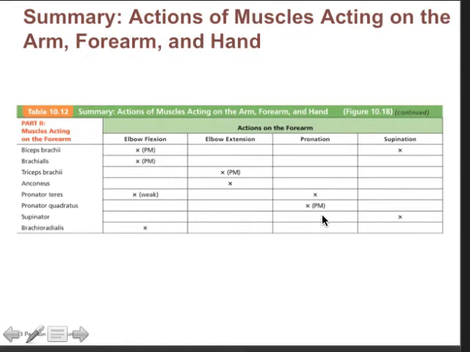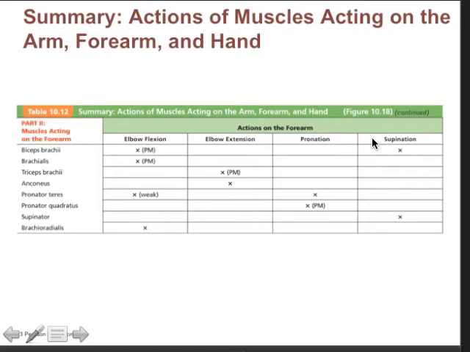This last chart is just showing you the actions of the muscles that act on the arm, the forearm, and the hand. Again, the major muscles and actions you need to know: the biceps brachii, brachialis, and the triceps brachii, and the brachioradialis. The rest I wouldn't worry too terribly much about. The main movements: elbow flexion, right, bending the elbow; elbow extension; pronation, which is the same as medial rotation of the forearm; and supination, which is the same as lateral rotation of the forearm.